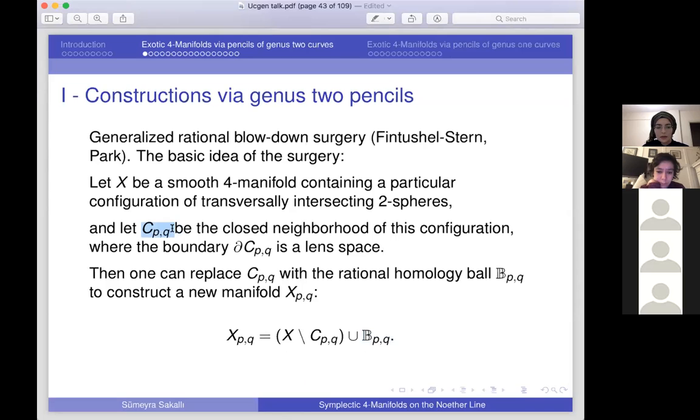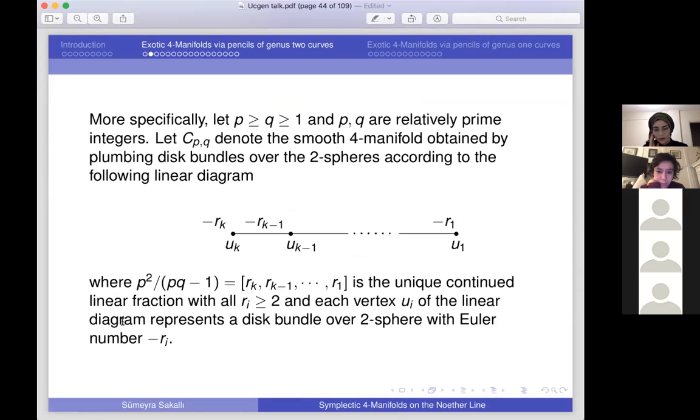And of course, this C_{p,q} is not arbitrary. Let me be more precise here. It is how we construct C_{p,q}. So mainly we start with p and q. These are relatively prime integers. And then we look at this ratio, p squared over pq minus 1. And here we are taking the Hirzebruch-Jung continued fraction expansion. And when we take that expansion, we obtain these integers, r_k up to r_1. And then we take their negatives, and according to those, we construct such a plumbing diagram.